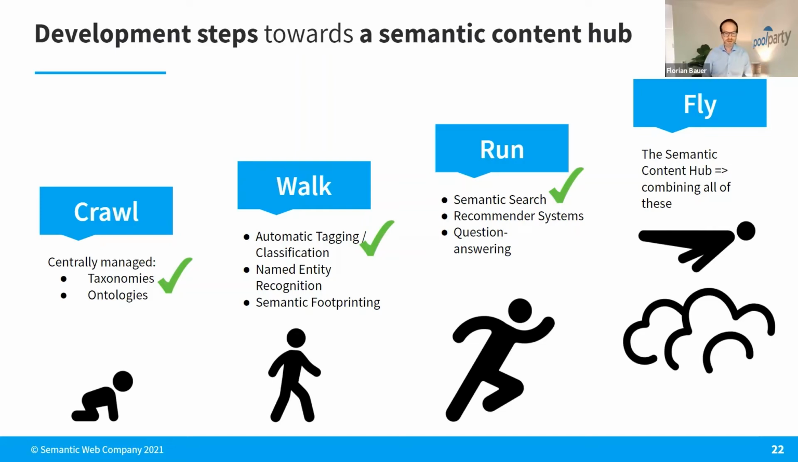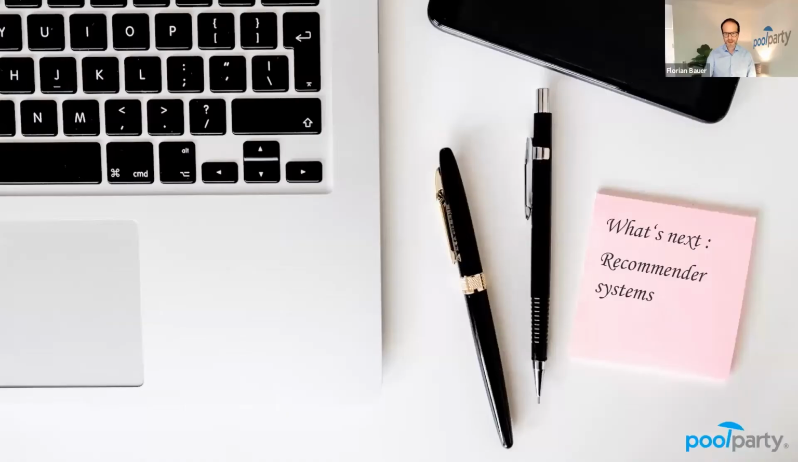There are possibilities of named entity recognition, question answering systems, recommender systems, and so on. For today, I just want to pick out one, which we think is quite an important one for the future, that really should be considered in Semantic Content Hub environments, which are the recommender systems.